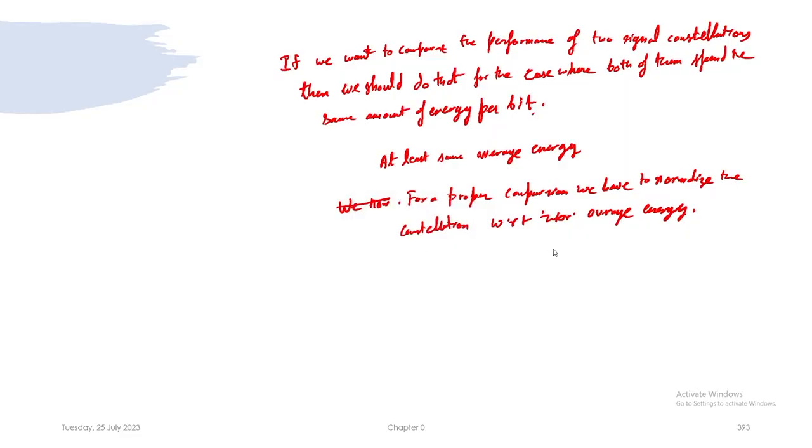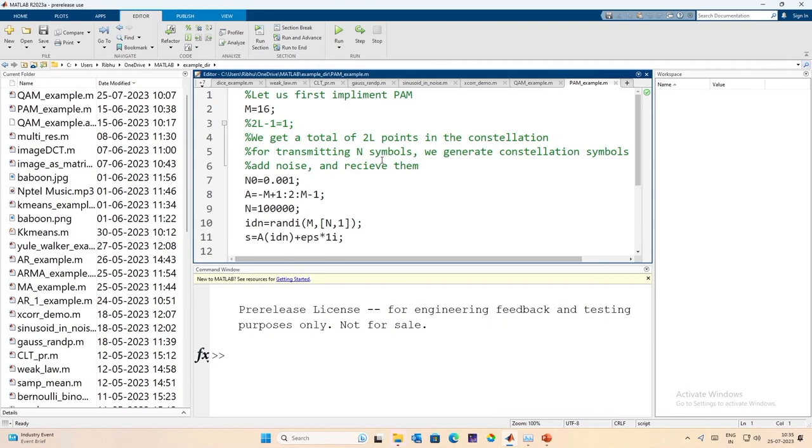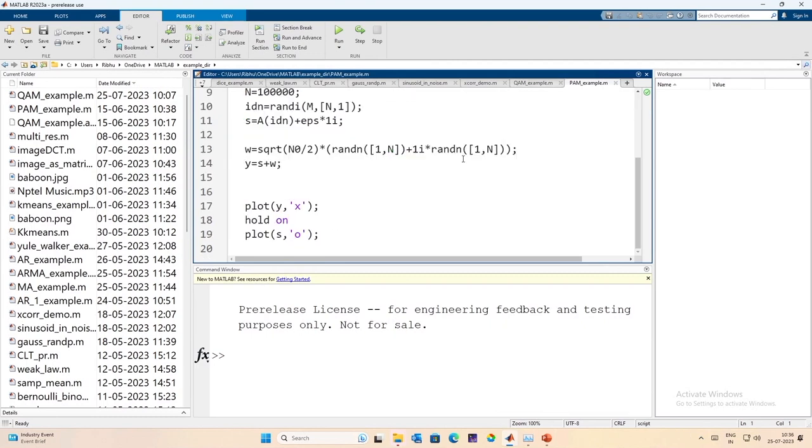So, let's do that. Let us do that for a PAM case first. Because the PSK case, anyway, we have the example.